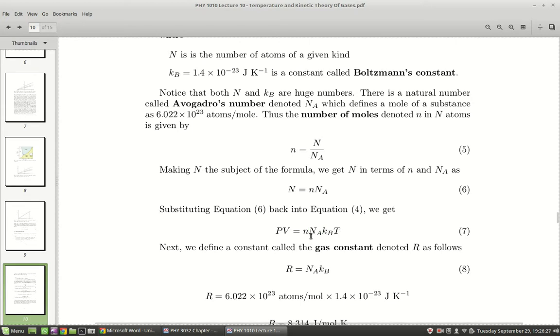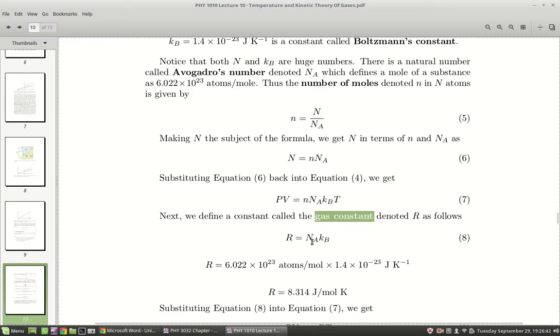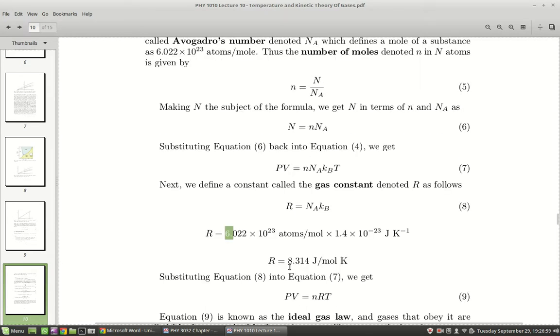However, this Avogadro's constant times the Boltzmann constant is also equal to another constant which is referred to as the gas constant, R. R equals Na times Kb. Na, we know what that is, Avogadro's constant. Avogadro's constant is 6.022 times 10 to the power 23 multiplied by Kb, which is 1.4 times 10 to the power minus 23 joules per Kelvin. That you multiply, and that gives you a gas constant which equals 8.314 joules per mole per Kelvin.